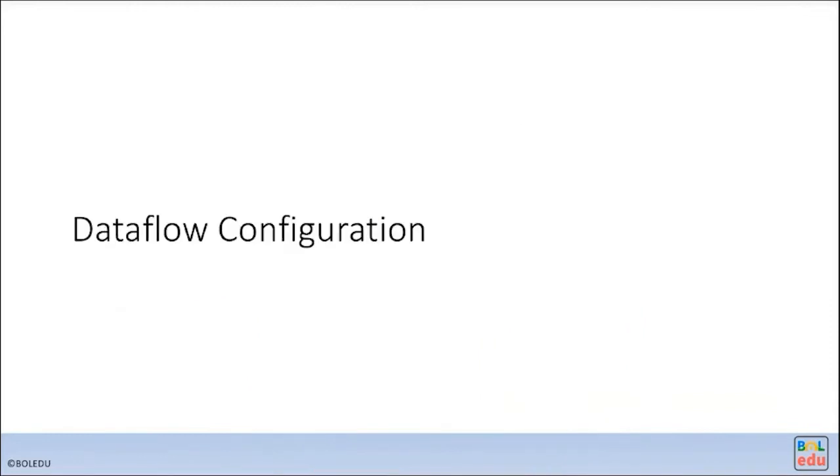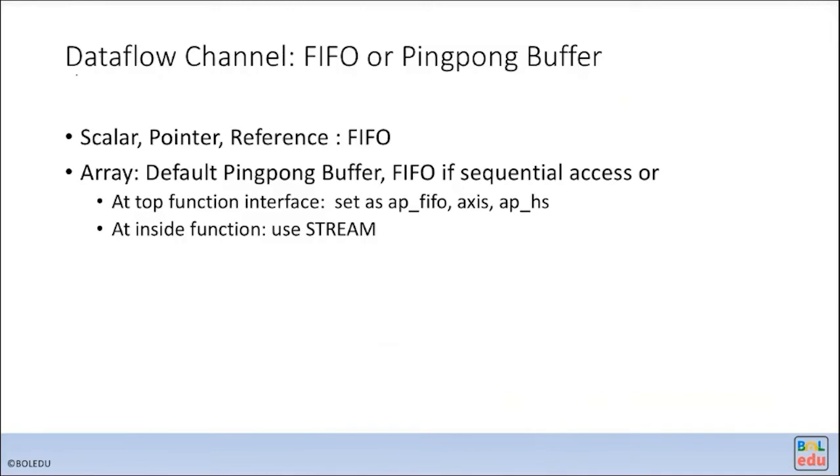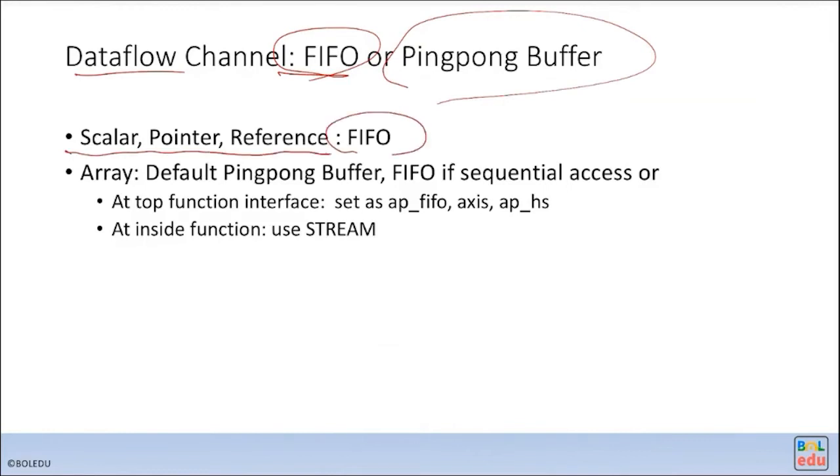Data flow configuration. As we say, the data flow is either FIFO or ping pong buffer. For scalar, pointer, and reference, the HLS uses FIFO. If it's an array, it defaults to using a ping pong buffer. But you can still use FIFO, make sure it meets a certain requirement, as I said in the previous slide. It has to be a sequential access.